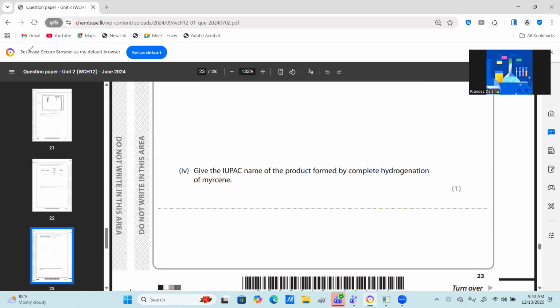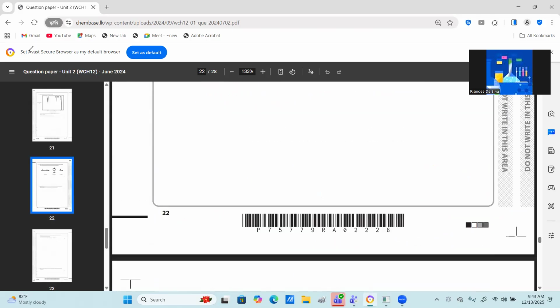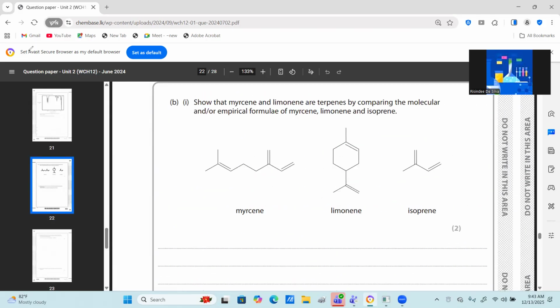Then if myrcene is hydrogenated, you don't have the double bonds. So I'll remove them. Then you can easily tell the name. 2,6-dimethyl octane. 1, 2, 3, 4, 5, 6, 7, 8. So 2,6-dimethyl octane.